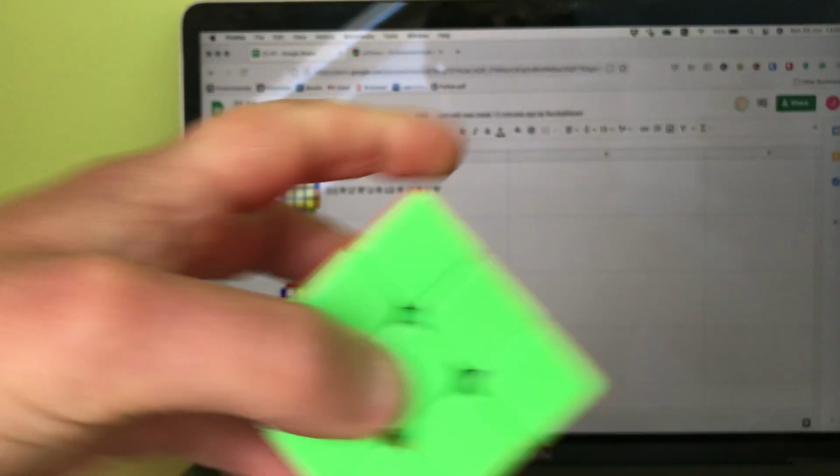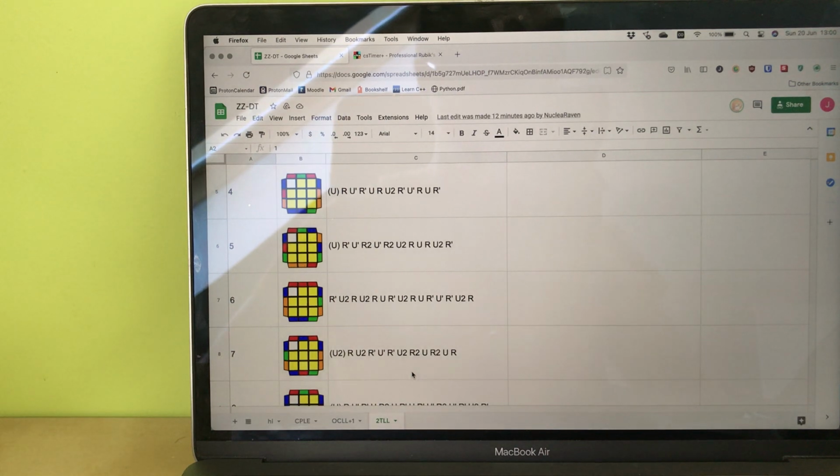So that's a really bad suboptimal overview of maybe the most suboptimal ZZ variant. I hope you enjoyed.